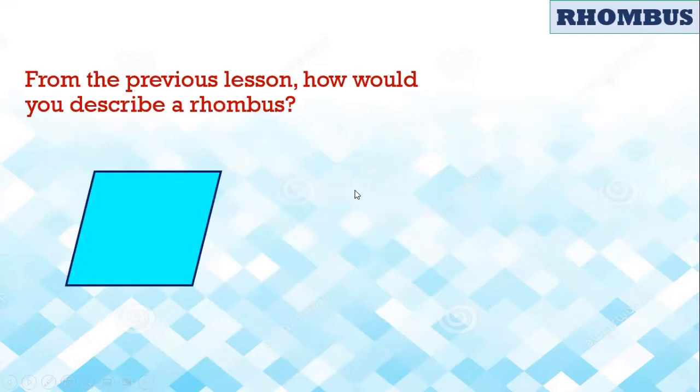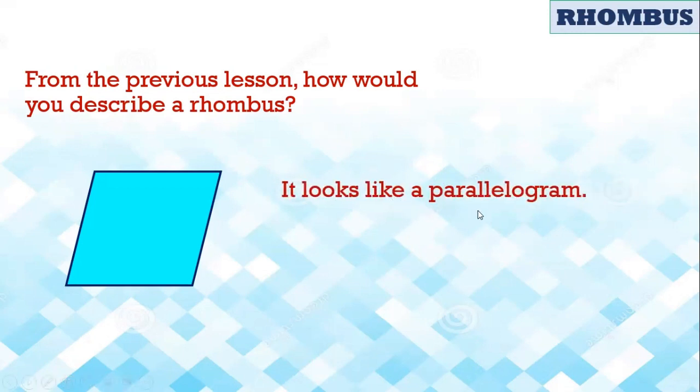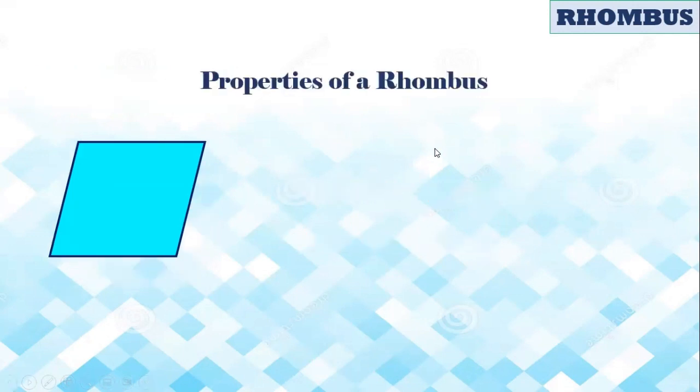Okay, so from the previous lesson, how would you describe a rhombus? Okay, it looks like a parallelogram. Very good. And since it looks like a parallelogram, it has parallel sides. Let us now try to discuss the properties of a rhombus. The first one is that it has 4 equal sides, meaning all sides are congruent.